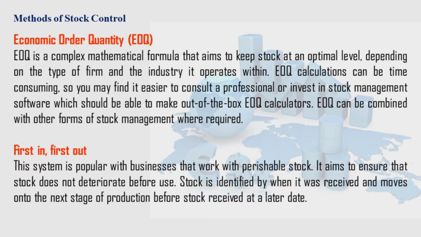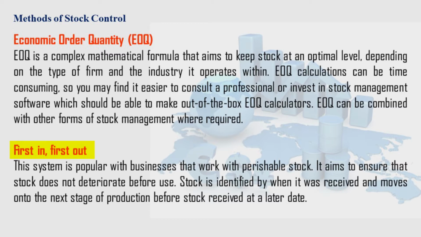The economic order quantity, or EOQ. The EOQ is a complex mathematical formula that aims to keep stock at an optimal level, depending on the type of firm and the industry it operates within. The EOQ calculations can be time-consuming, so you may find it easier to consult a professional or invest in stock management software, which should be able to make out-of-the-box EOQ calculations. EOQ can be combined with other forms of stock management where required.